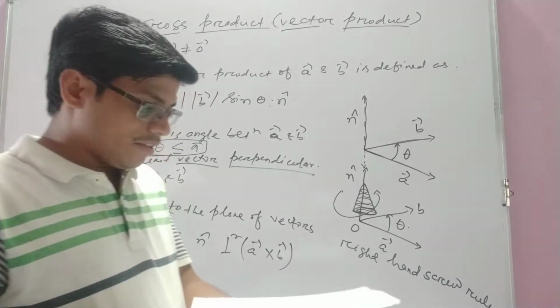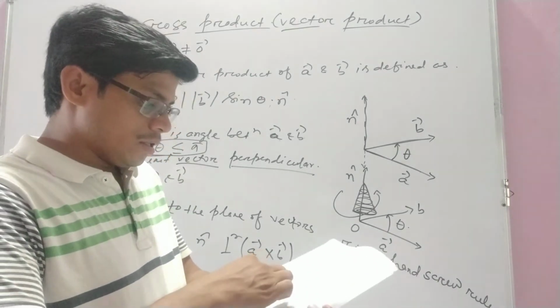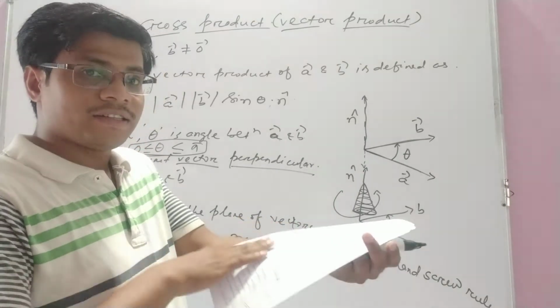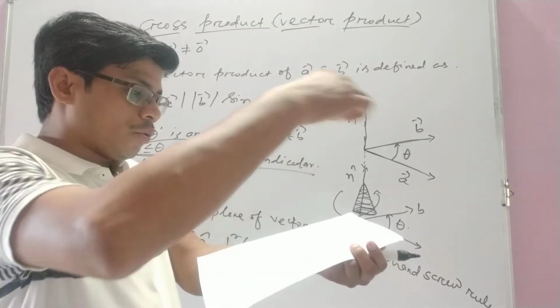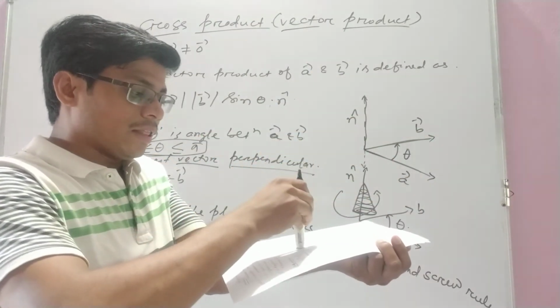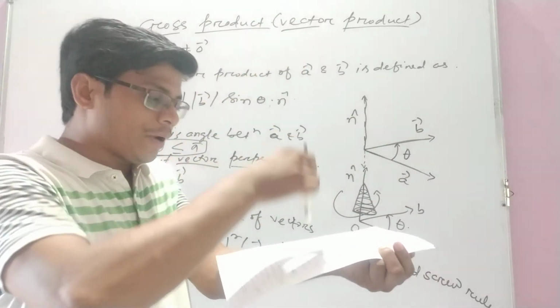Suppose this is my A vector, and this is my B vector. Okay, this is another vector. So n cap is this. That means this vector is perpendicular to the paper.